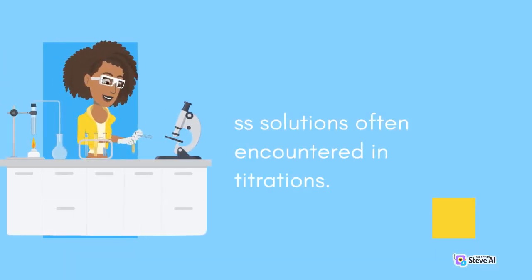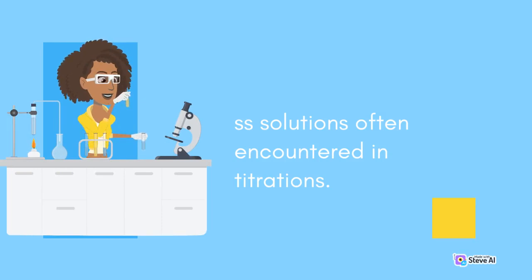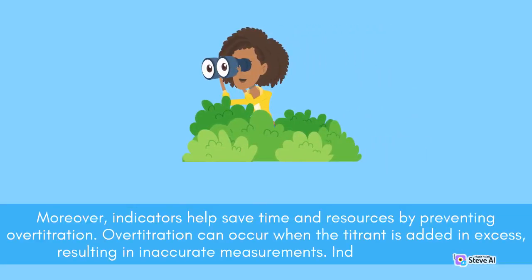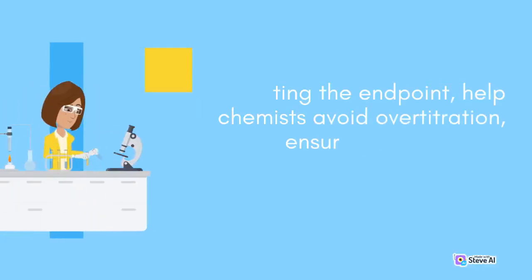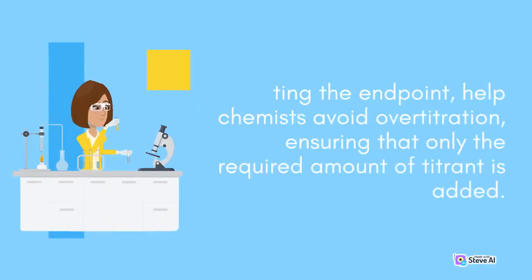of solutions often encountered in titrations. Moreover, indicators help save time and resources by preventing overtitration. Overtitration can occur when the titrant is added in excess, resulting in inaccurate measurements. Indicators, by indicating the endpoint, help chemists avoid overtitration, ensuring that only the required amount of titrant is added.